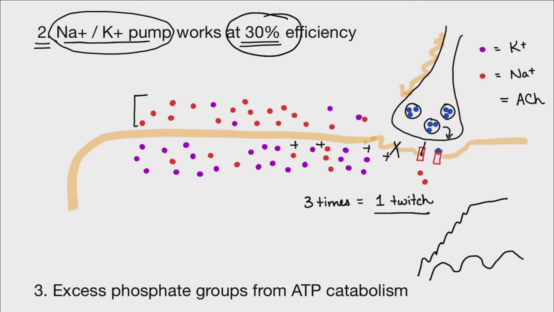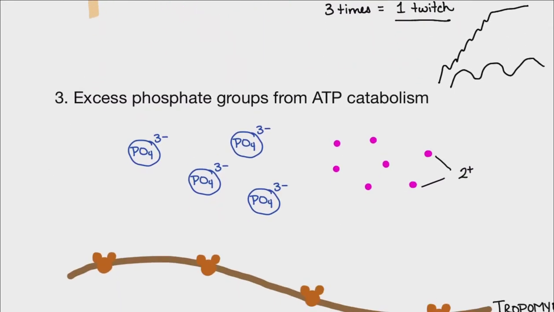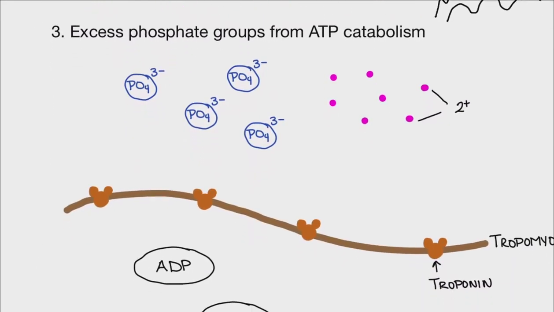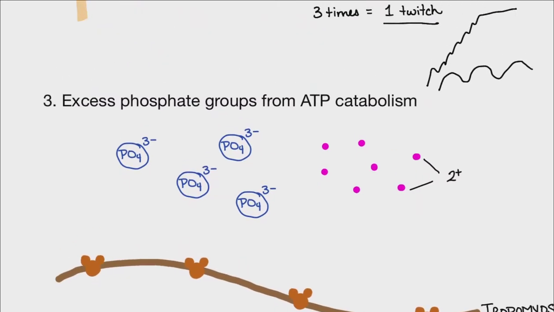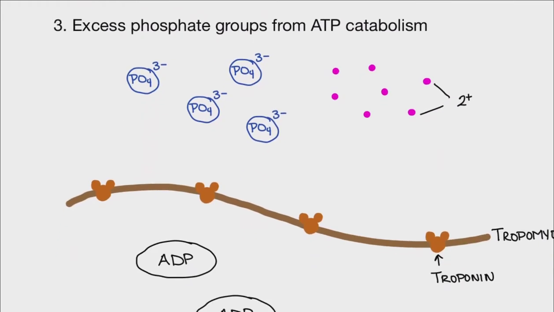So again, less frequent action potentials, certainly not matching what the motor neuron is dictating, less frequent release of calcium, less cross bridges. All right, so the third one is kind of more of a hypothesis. I honestly do not know if there's experimental data to support it, but it's certainly been postulated that this could be happening.